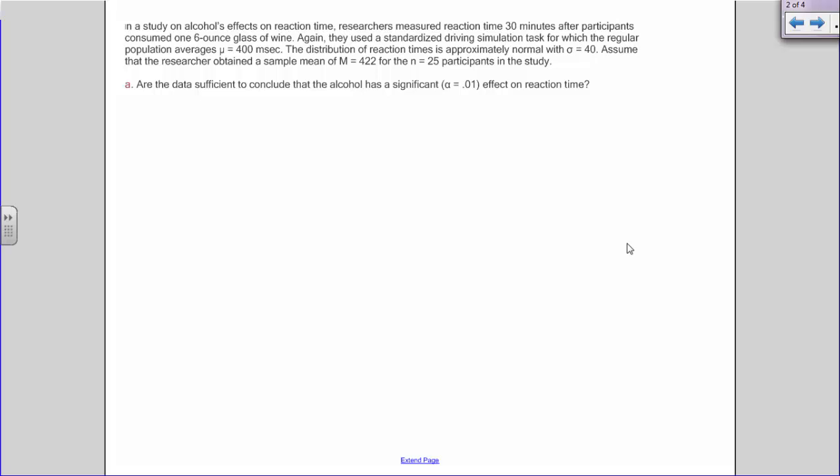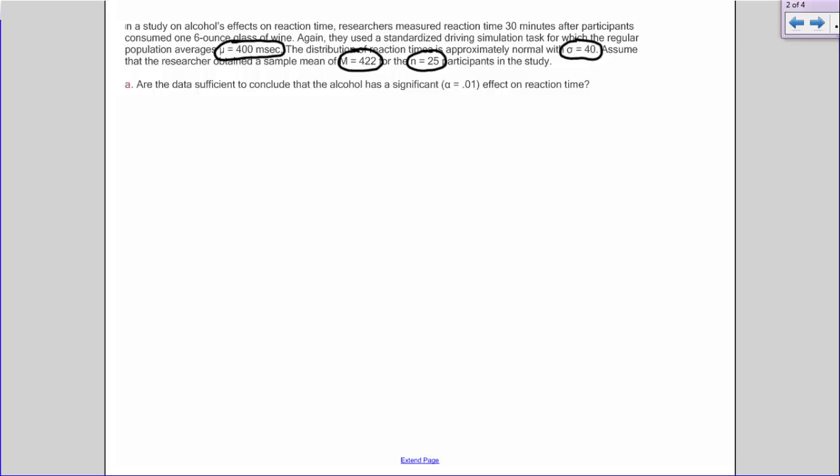So the first thing I see is a population mean. That's important. I also see a population standard deviation, a sample mean, and a sample size. So just from the explanation of the study, which you can take the time to read on your own, I know that I'm comparing my sample mean of 422 to the population mean of 400. I know that within my sample there were 25 participants, and I also know that the relative spread of reaction times in the population, or the standard deviation, was 40 milliseconds.